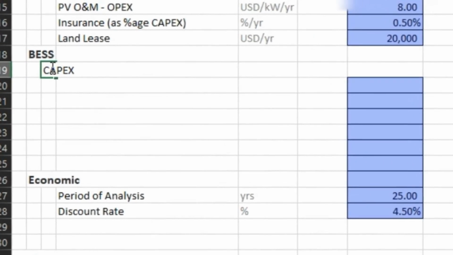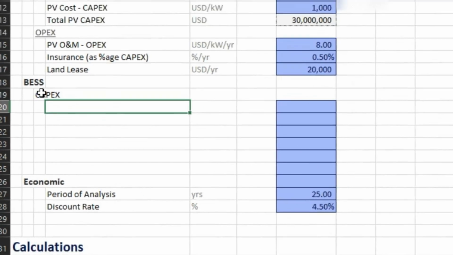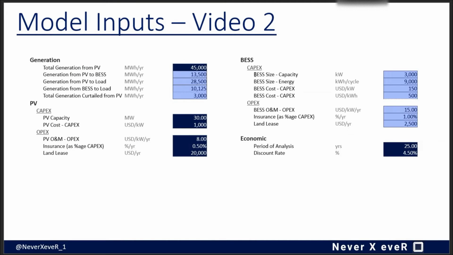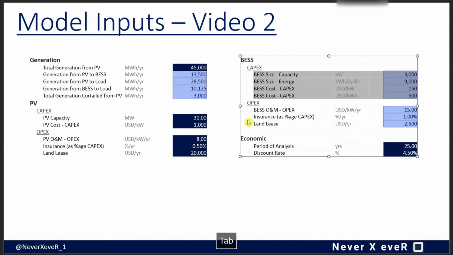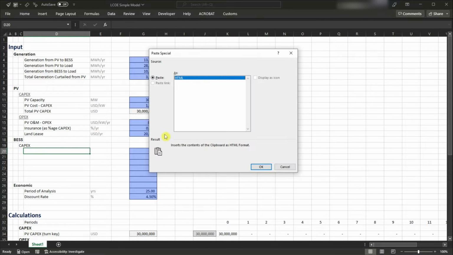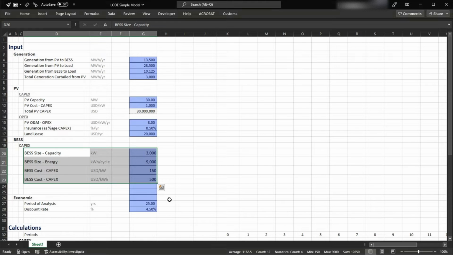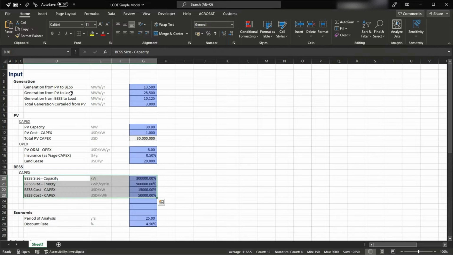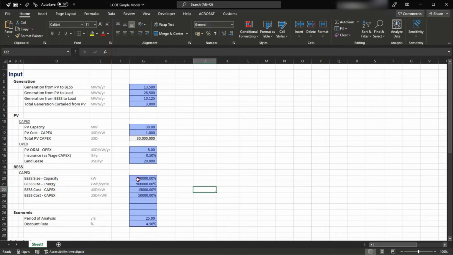We have the capex, right? And for the capex, what are we going to have? I'm going to grab the information from our system here. So we're going to have these numbers in here. So copy, I'm going to paste them. Okay, so Control V. Sorry, let me do it a bit differently. I'm going to just paste like this, okay? And we have to reformat these numbers in here, so they're comma 0. So we have 3,000, 9,000, 150, and the 500, right? So this is our BESS system.